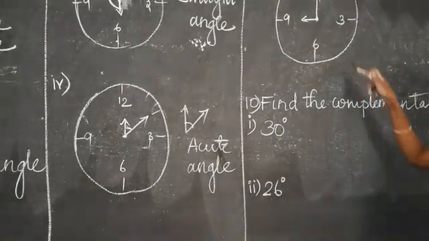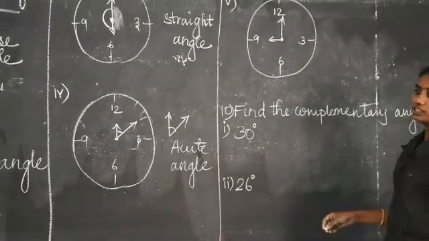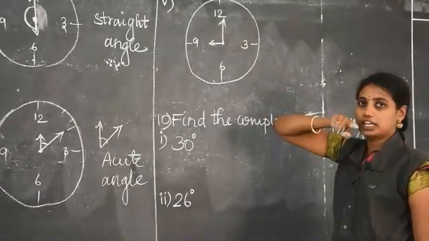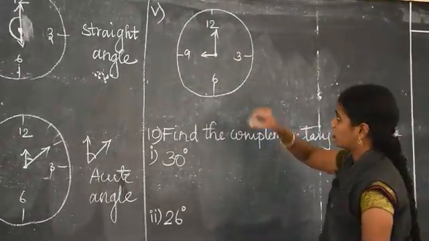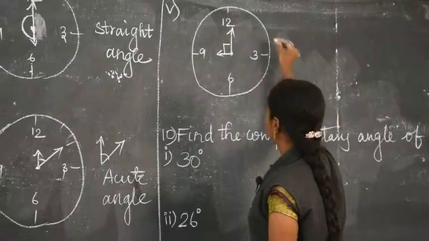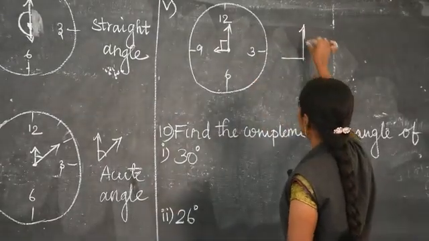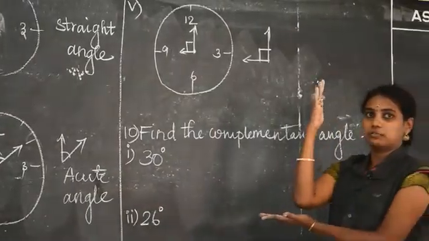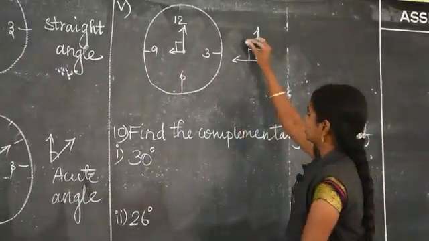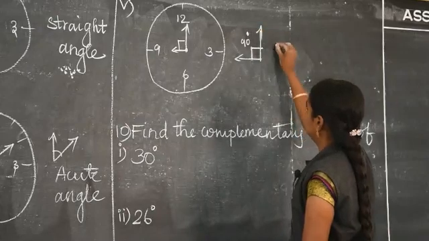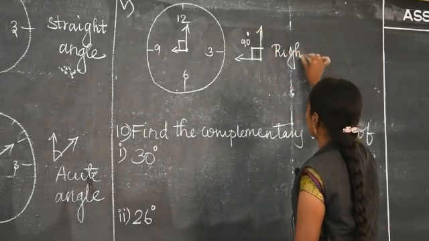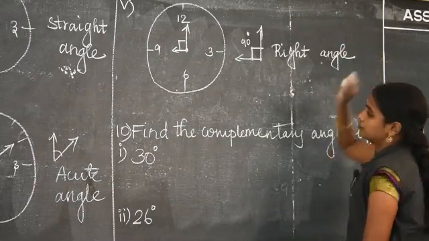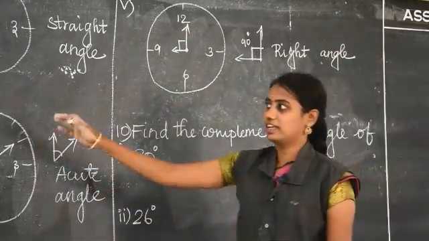Next, option 5, listen to me. What is the time? It is the hour and minute hand. 9 o'clock is the time. The angle is like this. What is this? Perpendicular. Perpendicular means 90 degrees. It is 90 degrees, a right angle. 90 degrees means right angle. Now we have identified the angles.